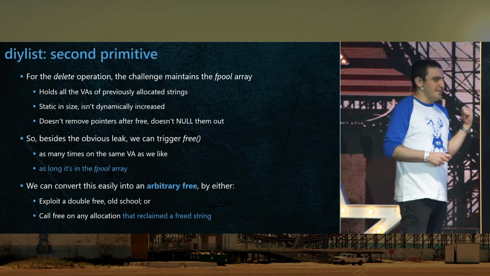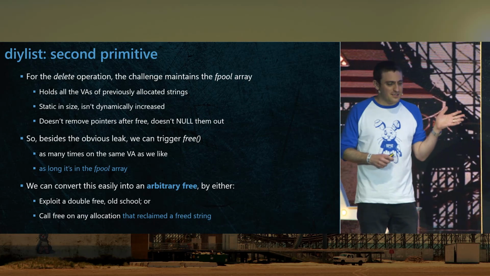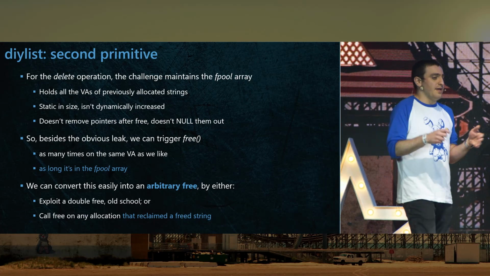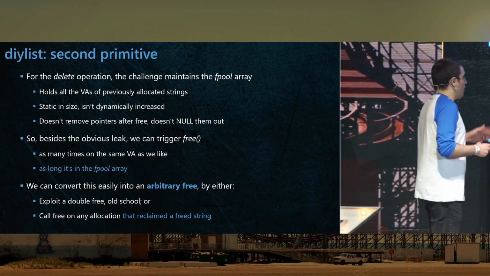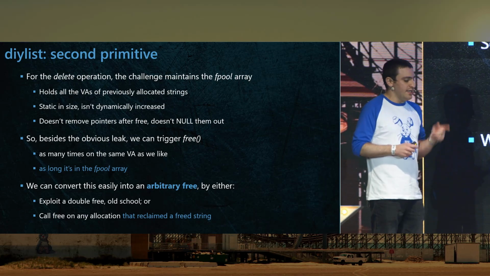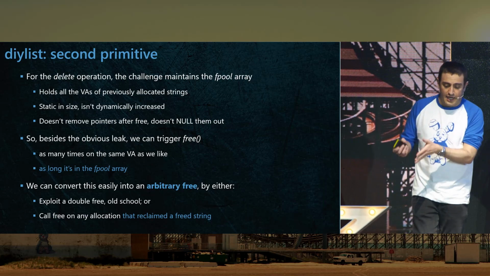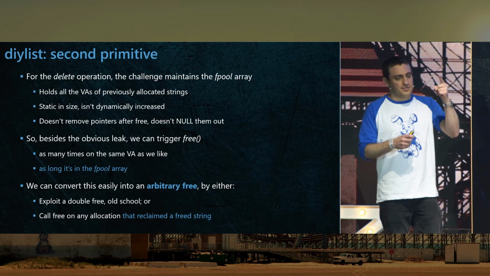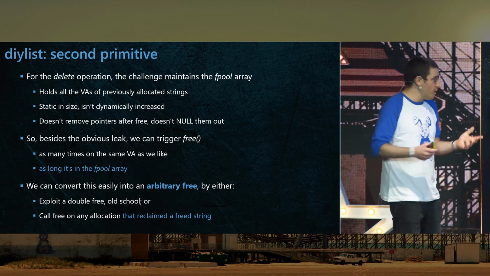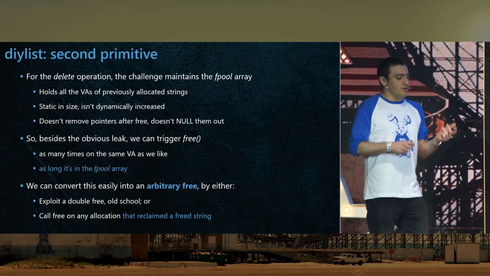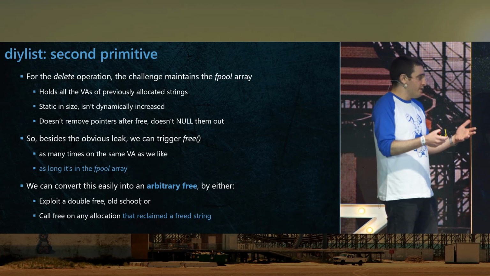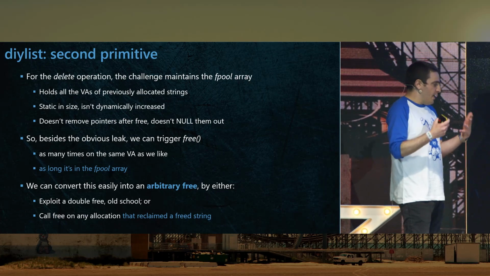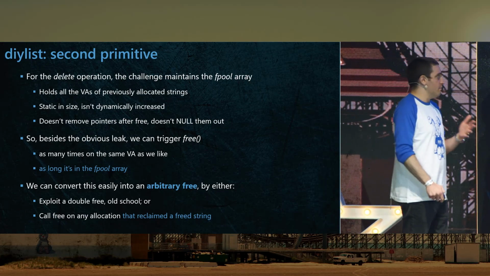So besides the obvious leak that you have here and many, many other problems, you can just call free as many times as you want on the same virtual addresses. Of course, as long as this virtual address is in the fpool array, or in other words, as long as it's used to serve an allocation of a string. OK? Very simple. And this could be converted into an arbitrary free by just making sure that the object that you want to arbitrary free was used to serve an allocation of a string from before.